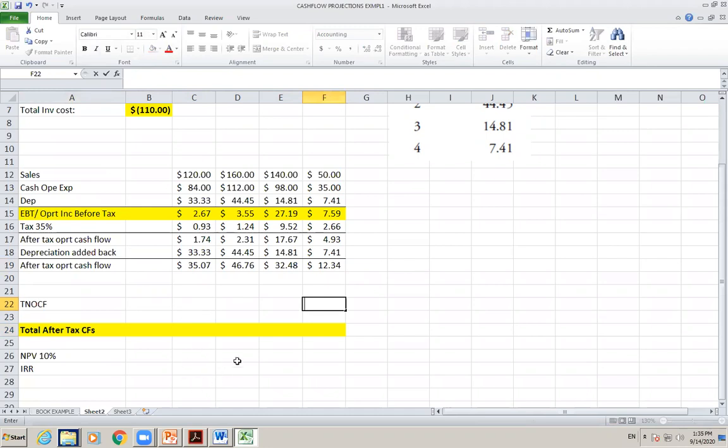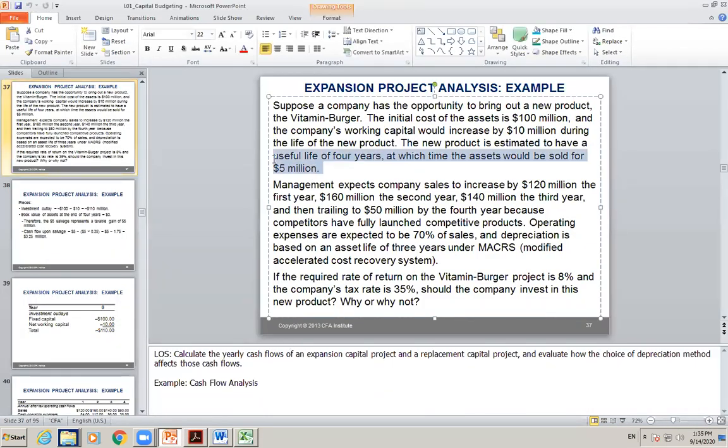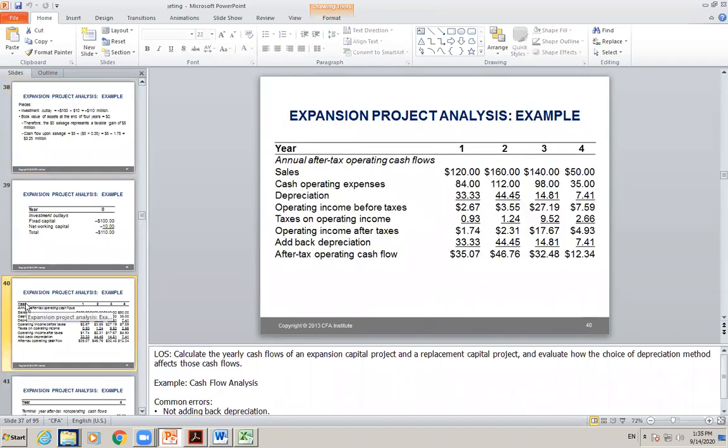So if you remember from the question, it said they sold the asset for 5 million. Okay, they sold it for 5 million. So they made some profit on it. This is the gain. So this 5 million should be taxed. So salvage value minus tax amount plus change in net working capital.